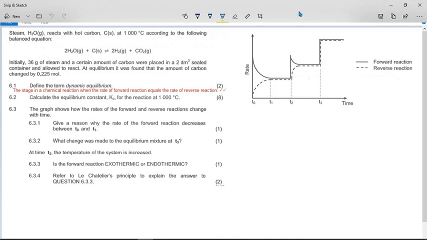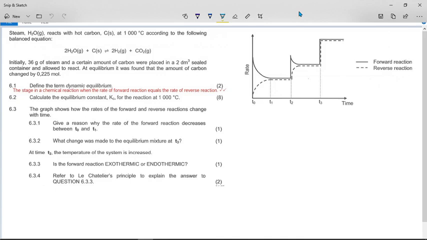Now this reaction, if you didn't know, is what is used for making hydrogen as the feedstock for the Haber process. But we're not doing that fertilizer thing anymore, just out of interest, that's what they're doing. If you put coking coal and steam, you will produce hydrogen and carbon dioxide. Initially, 36 grams of steam and a certain amount of carbon were placed in a 2 cubic decimeter sealed container and allowed to react. At equilibrium, it was found that the amount of carbon changed by 0.225 moles.